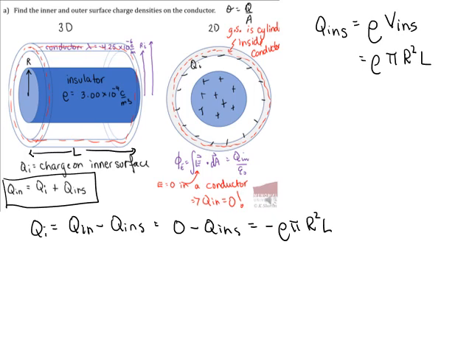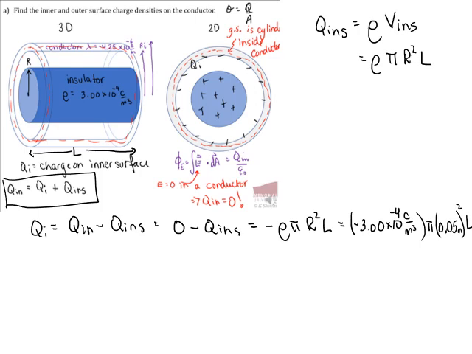pi r squared L, equals minus, my rho is equal to 3.00 times 10 to the minus 4 coulombs per meter cubed, times pi times r squared. R was 5 centimeters, 0.05 meters squared, times my length L. I don't have a length, I'm just going to leave that as L for the moment. So there's my charge on the inner surface.